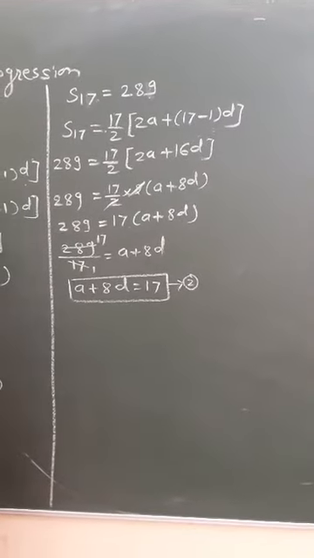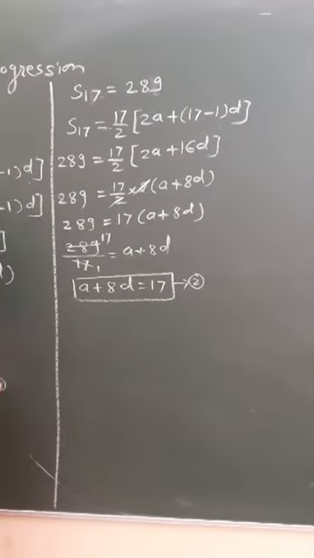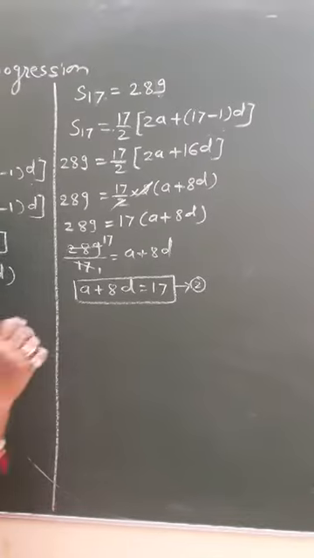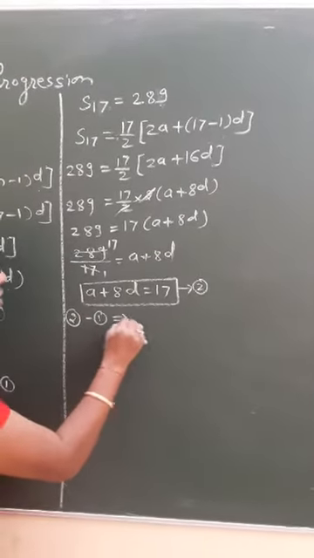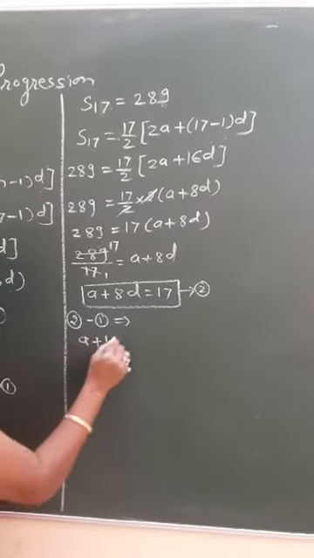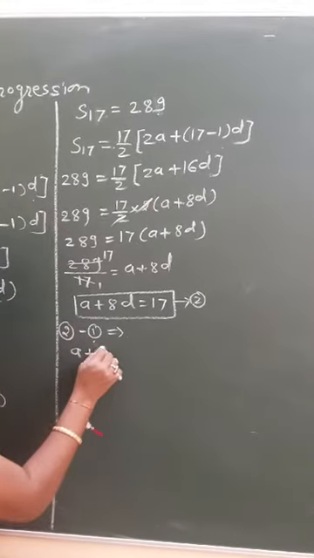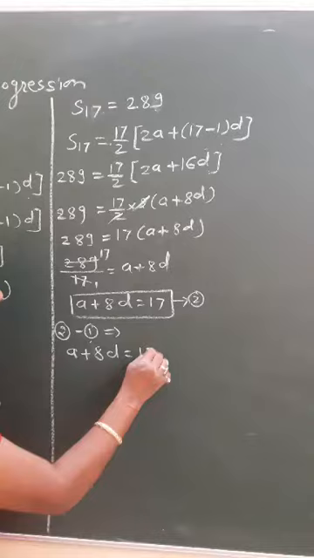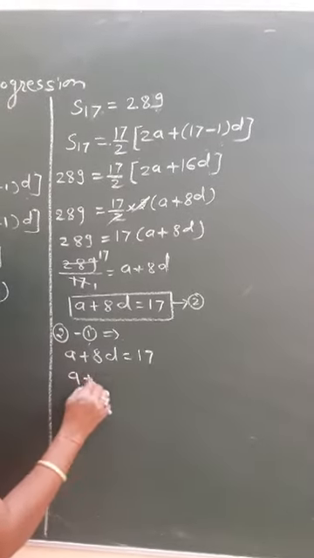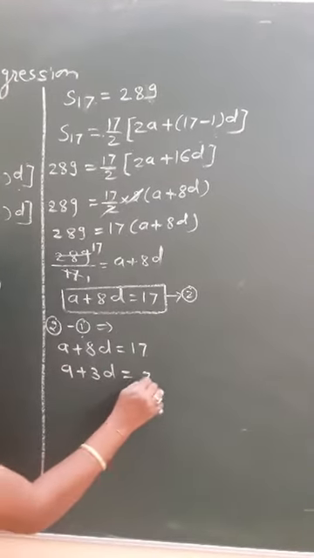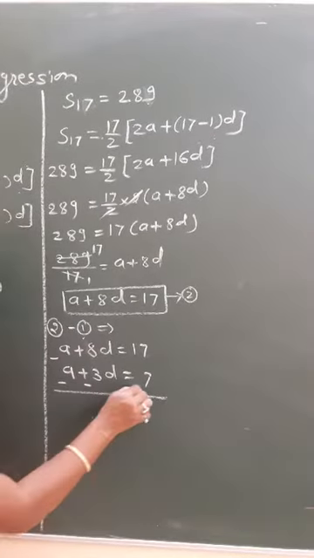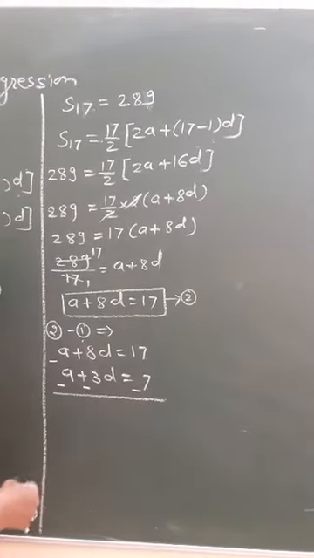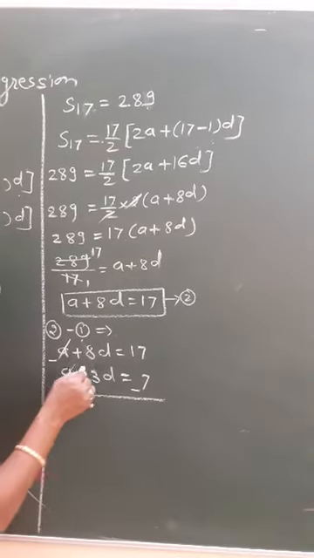Now you got the two equations, which we call simultaneous equations in two variables. So how can we do this? Equation 2 minus equation 1 implies a plus 8d is equal to 17 and a plus 3d is equal to 7. Can we do subtraction? Yes, subtraction we have to do. So the second equation's signs are going to change, and a is going to cancel.